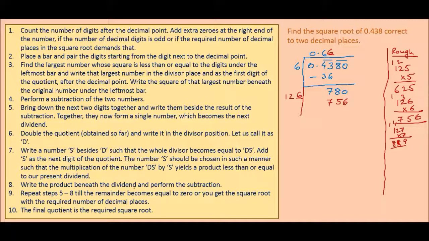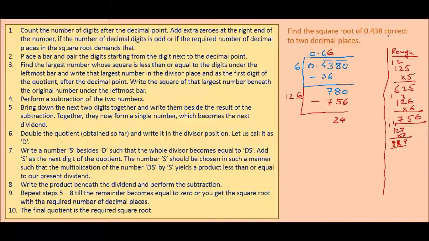Write the product beneath the dividend and perform the subtraction. So we have to perform the subtraction. It is 24. There are no more digits left in the number and we have found the square root. But we are having a remainder which is not equal to 0. What do we do to this remainder? And in the question we are having correct to 2 decimal places.